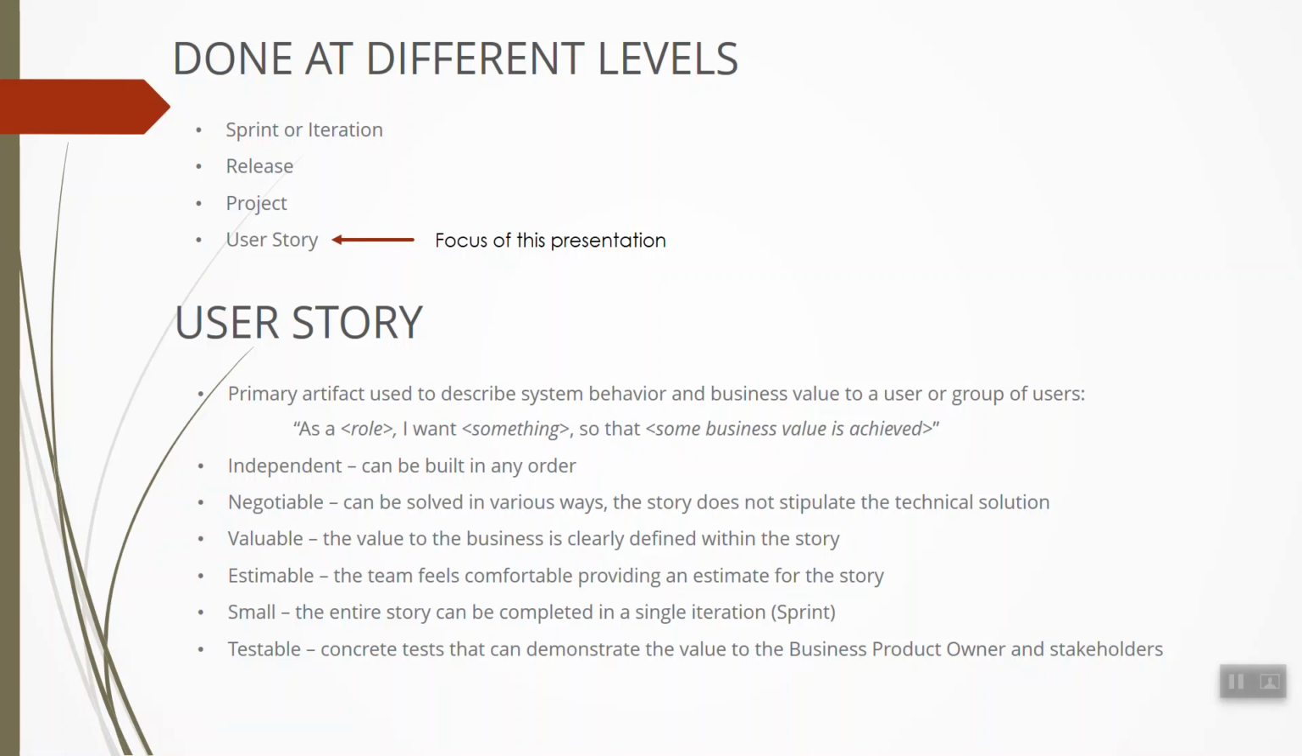It should be small. The entire story can be completed in a single iteration, a single sprint. If it cannot be, then it's not a proper user story, and it can be further broken down to a level where it can be completed in a sprint. And the next part is the QA. So it should be testable, with a concrete test that can demonstrate the value to the business, product owner and stakeholders.